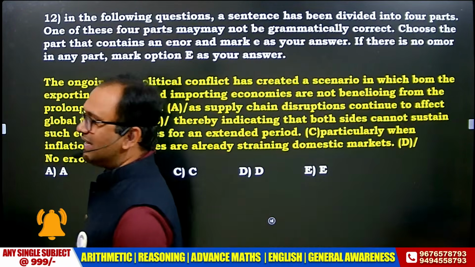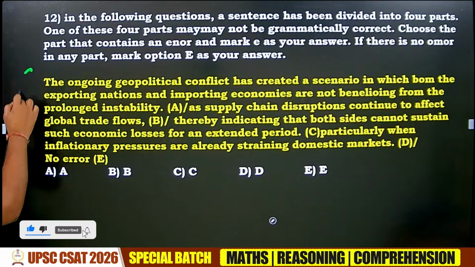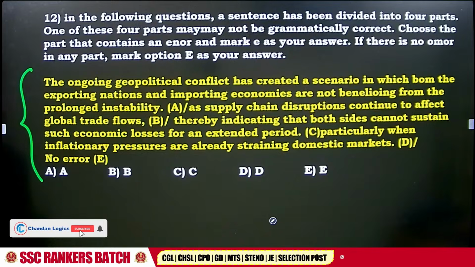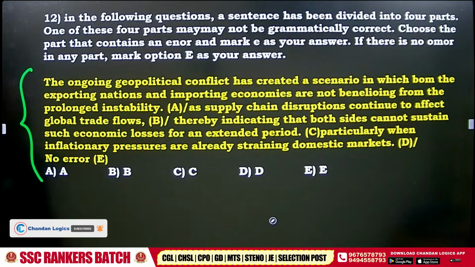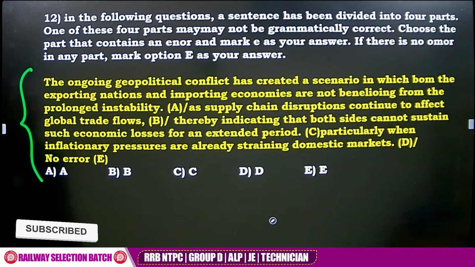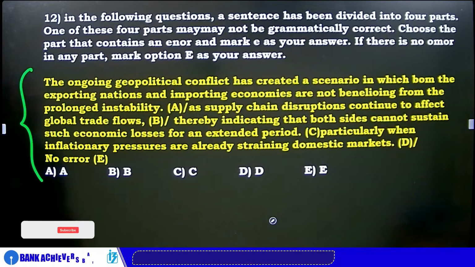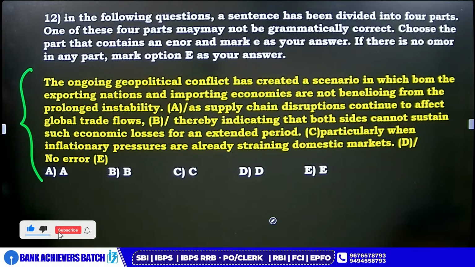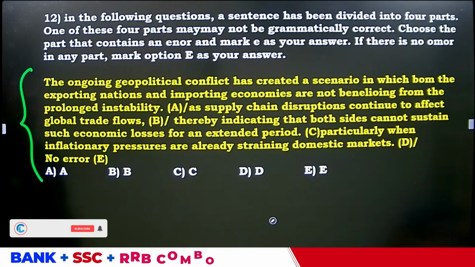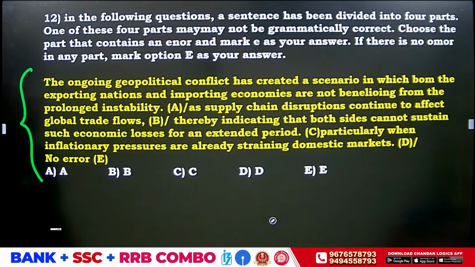Okay. Chalo. Next, question number 12. Again, spotting error, my dear friends. Can you solve this sentence? The ongoing geopolitical conflict has created a scenario in which the exporting nations and importing economies are benefiting from the prolonged instability as supply chain disruptions continue to affect global trade flows, thereby indicating that both sides cannot sustain such economic losses for the extended period, particularly when inflationary pressures are already straining domestic markets.